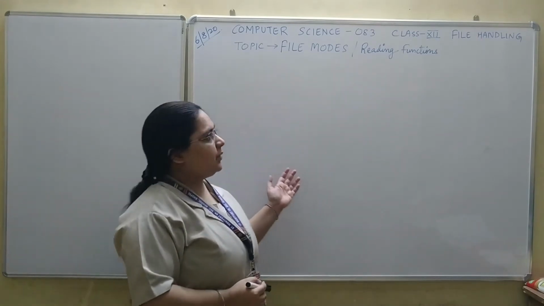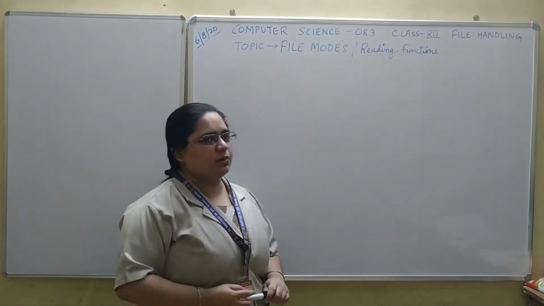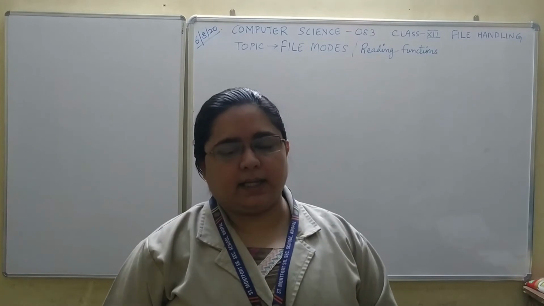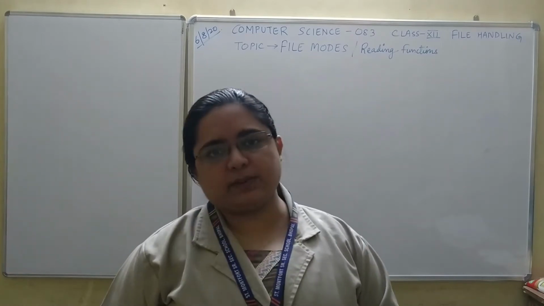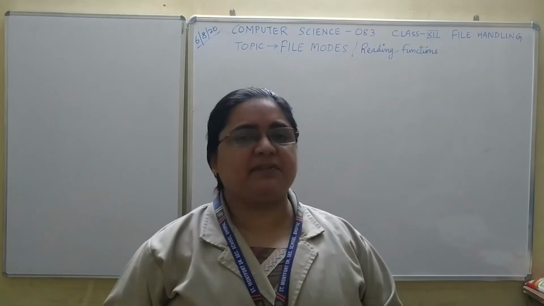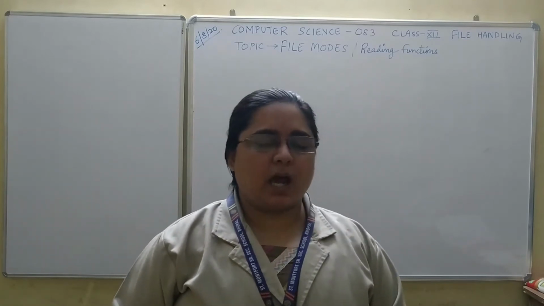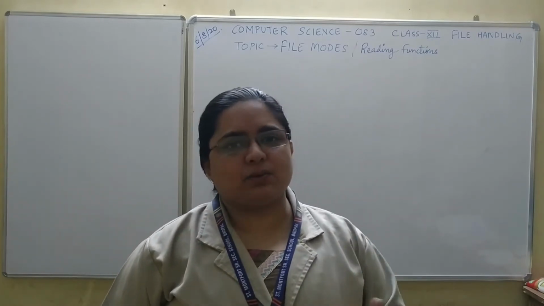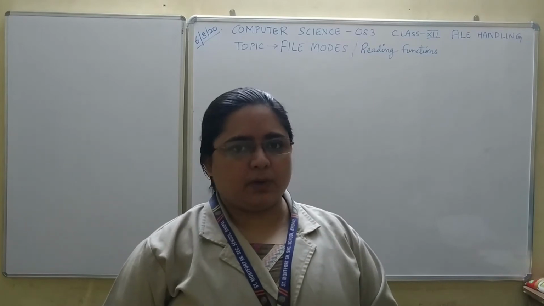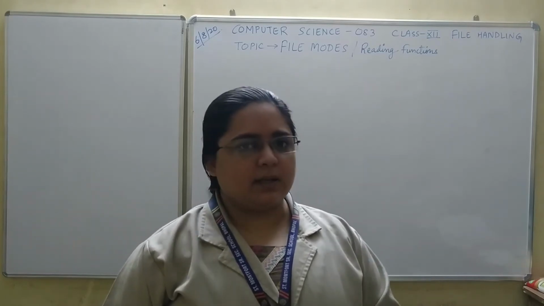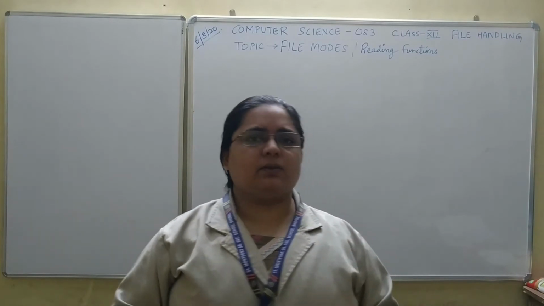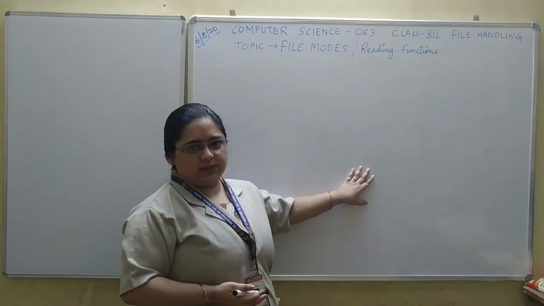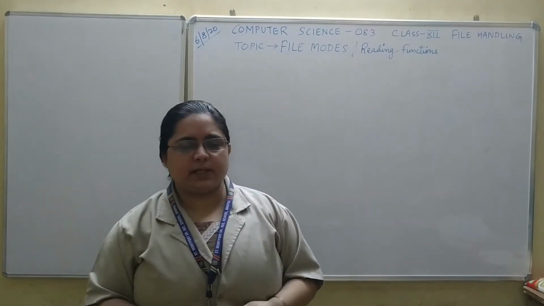In today's class, we are going to study about various file modes and reading functions. In the previous class, I had explained in detail about how to open a file, how to close a file, what is a file object, what is a file handle. And I also explained how using absolute and relative path, you can create an association with the disk file. Okay, how you can use the various ways to open a disk file, and also how to provide the file modes so that you can perform your operations in a better way.